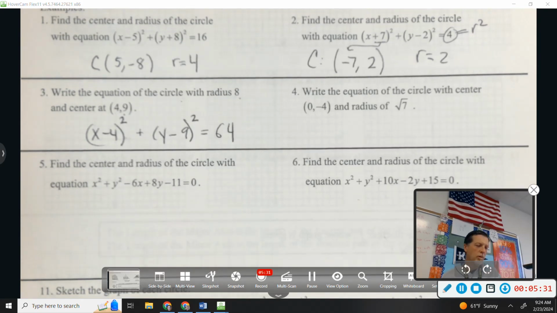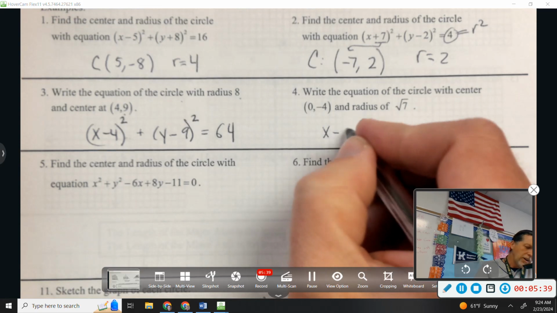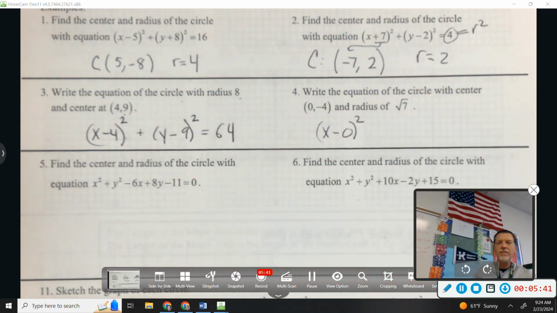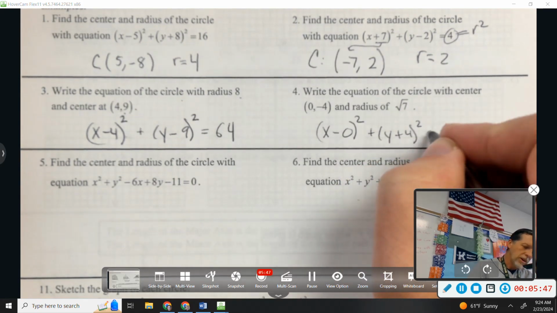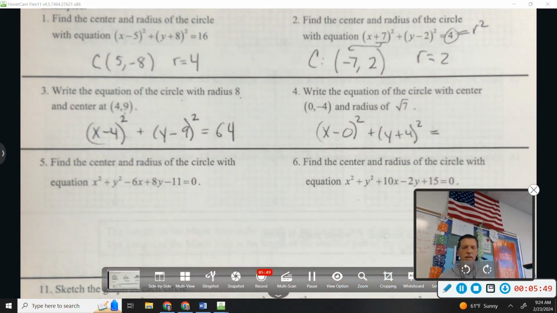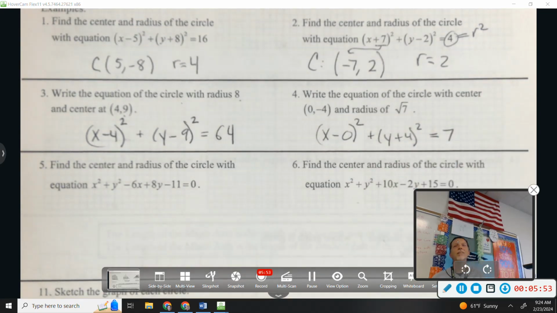Number 4, write the equation of the circle with center (0, negative 4) and radius square root of 7. So you could put x squared if you really want to emphasize that the point is at 0. You could go (x minus 0) squared plus (y plus 4) squared equals, what's the other side? Just 7, because if I square the square root of 7, we get 7.